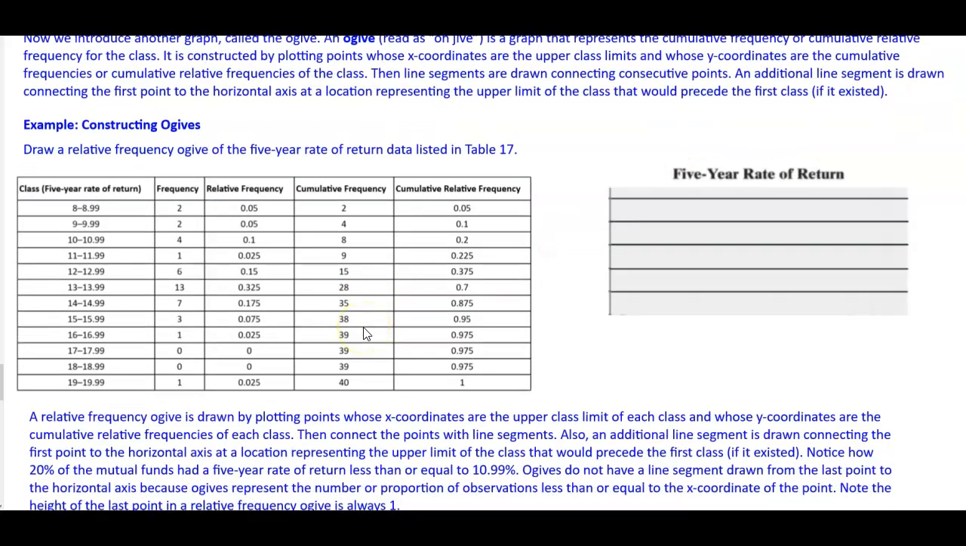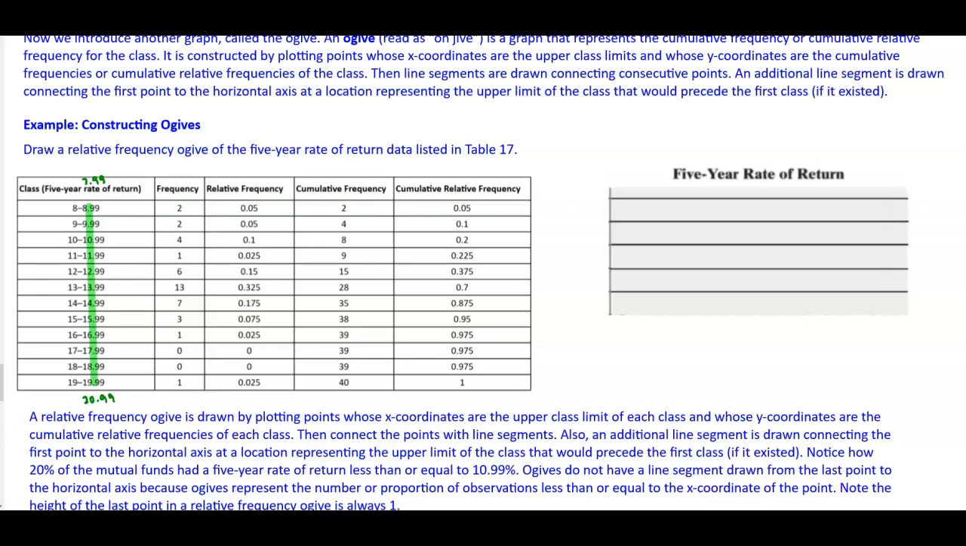Okay, so now we're looking at the upper class limits. The upper class limits are what we're focusing on, which are these ones here. Again, we want to look at what would be the upper class limit of the previous class. Well, the previous one, the upper class limit would be 7.99. And likewise, the upper class limit for the next one would be 20.99.